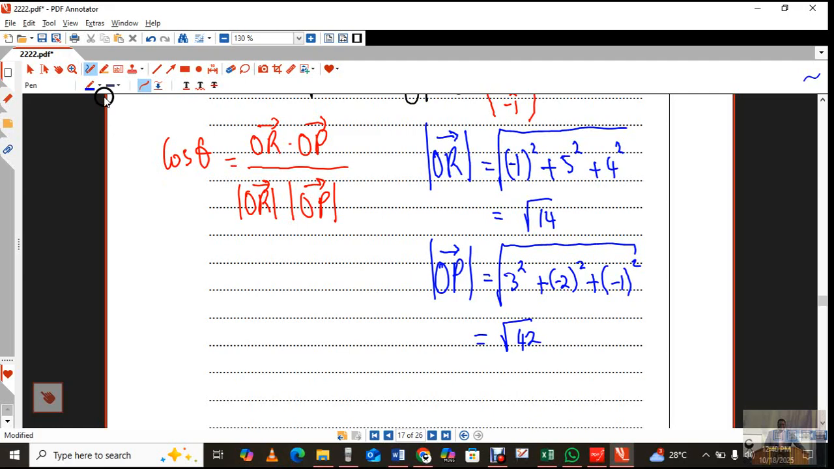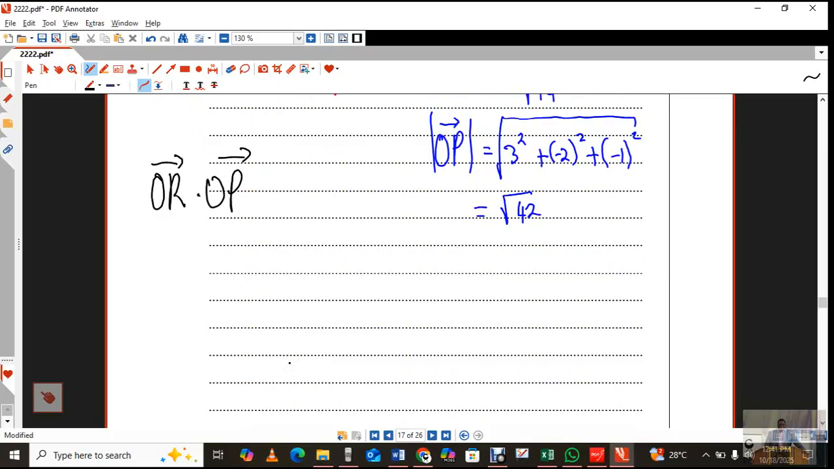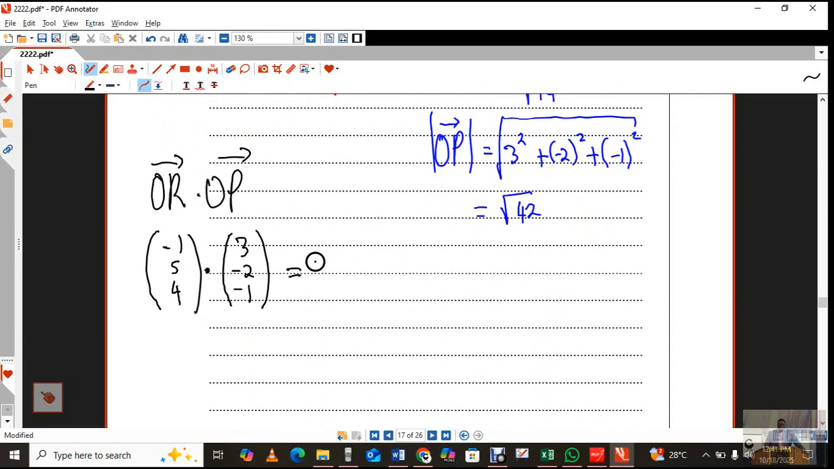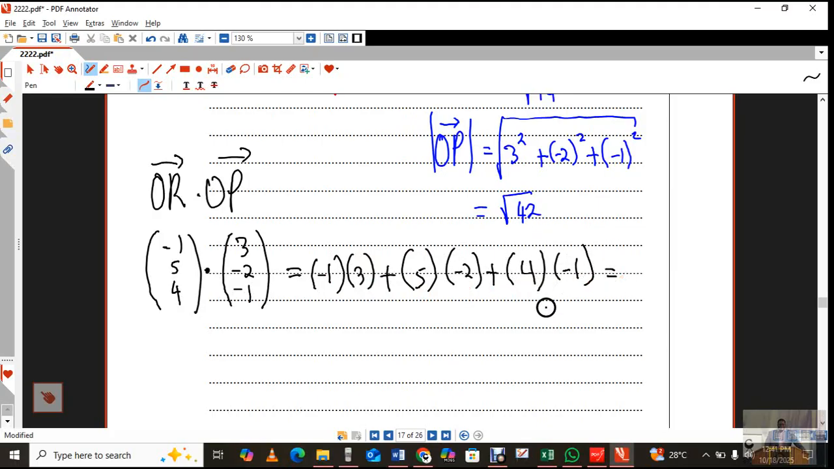So let's now do OR dotted with OP. We know that OR was -1, 5, 4. We're going to dot it with OP. OP is 3, -2, and -1. Okay, I'm going to find what that is. So just make sure that you have them from there. That's why we keep on writing them down. You're going to multiply the corresponding components and add. So it's -1 times 3, add 5 times -2, add 4 times -1. And if you do all of that, you're going to get that.